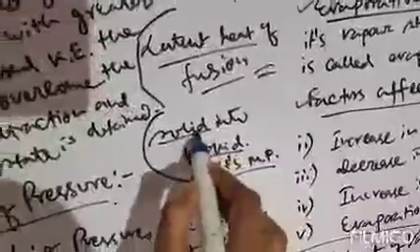Latent heat of fusion is the amount of heat required to change a solid into liquid at its melting point. The amount of heat required to change 1 kg of solid into liquid at its melting point, the temperature should be at its melting point. That's called latent heat of fusion. Listen carefully, the amount of heat energy required to convert 1 kg of solid into liquid form at its melting point is called its latent heat of fusion.